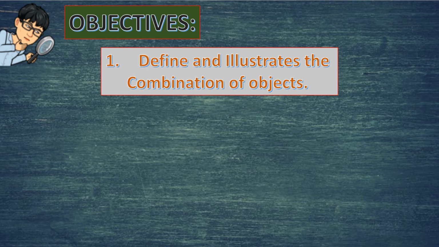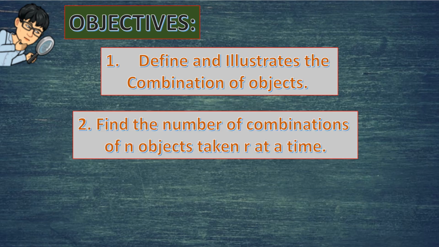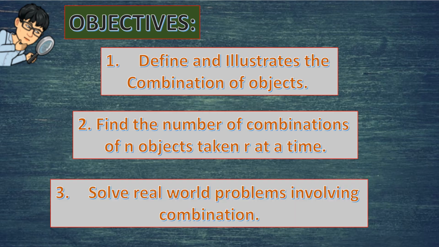Number 1, we will define and illustrate the combination of objects. Dito malalaman natin kung ano ang pinagkaiba ng combination sa permutation. Number 2, we will find the number of combinations of n objects taken r at a time. And number 3, we will solve real-world problems involving combinations. Handa na ba kayong matuto mga kamataral?